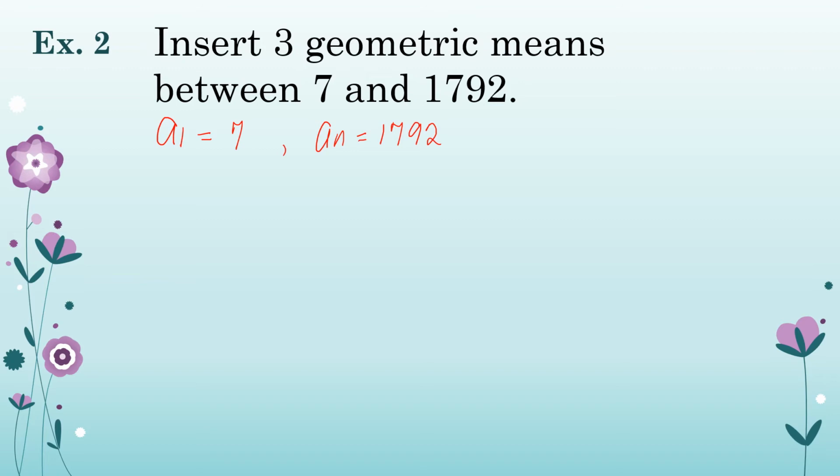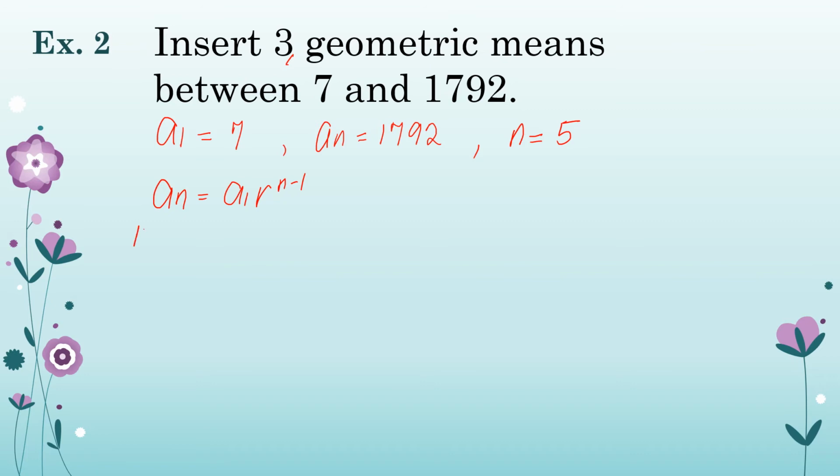Why? Because a sub 1 is 7, and then you're going to insert 3 geometric means, so you will have 1 plus 3 is 4. Therefore, 1,792 is the fifth term. Therefore, what is the value of n? n is 5. Very good. So, using the formula again, a sub n is equal to a sub 1 times r raised to n minus 1. So, let us substitute the given.